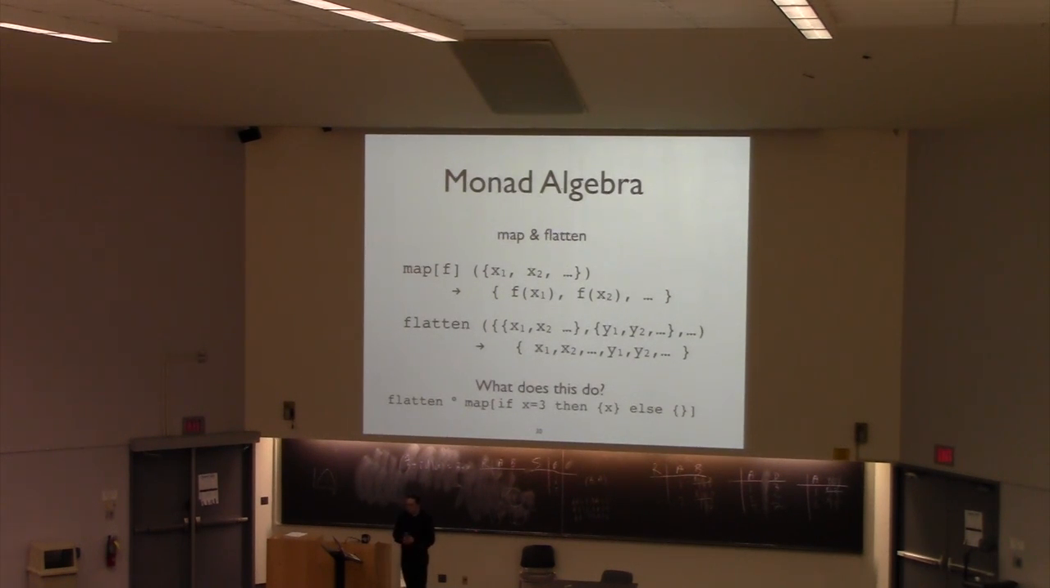OK, so here's another little quiz. What does this do? I have: if x equals 3, then I return x. Otherwise, I return the empty set. I take that whole function, I apply it to every element of my input, and then I flatten the result.